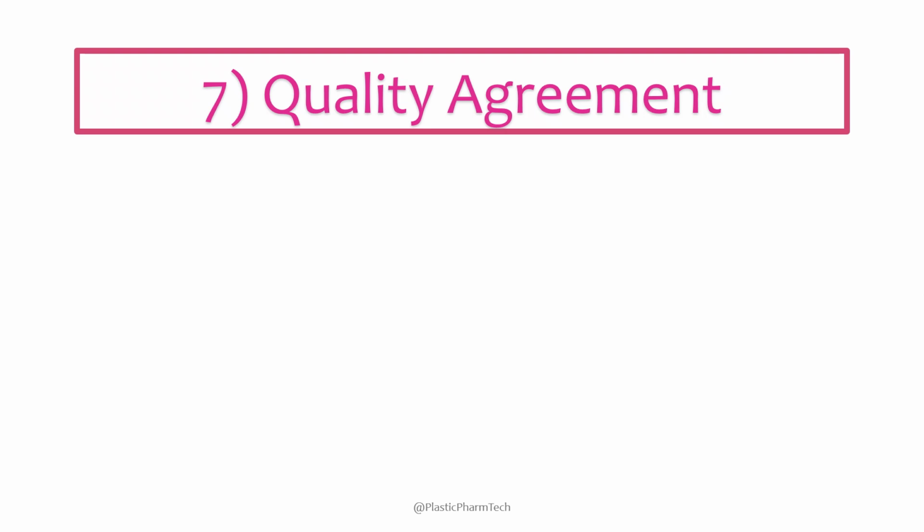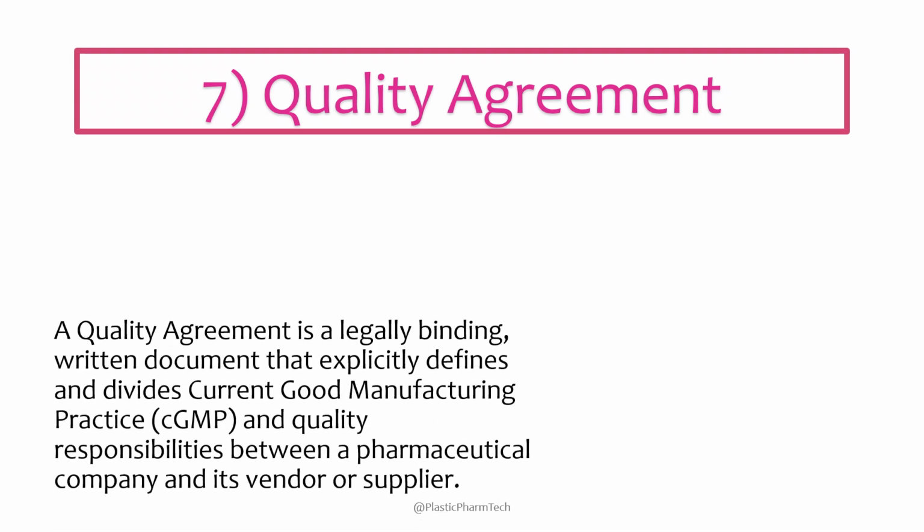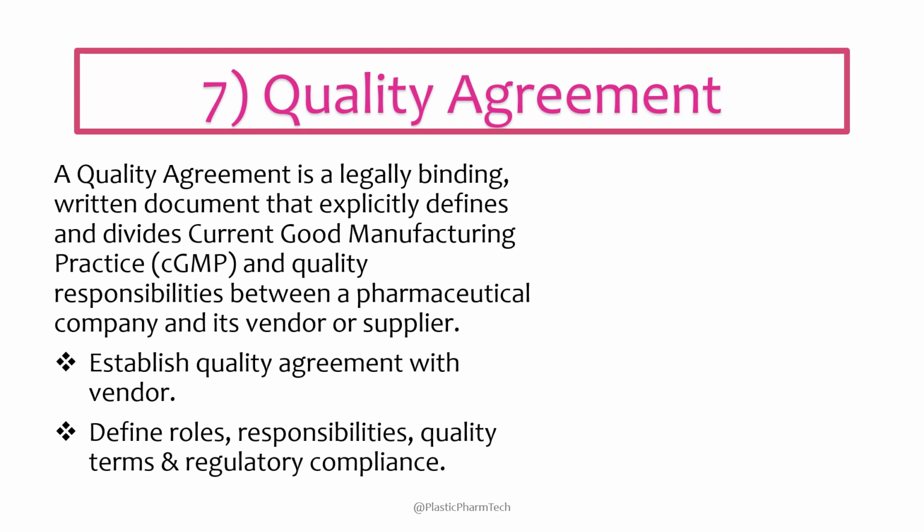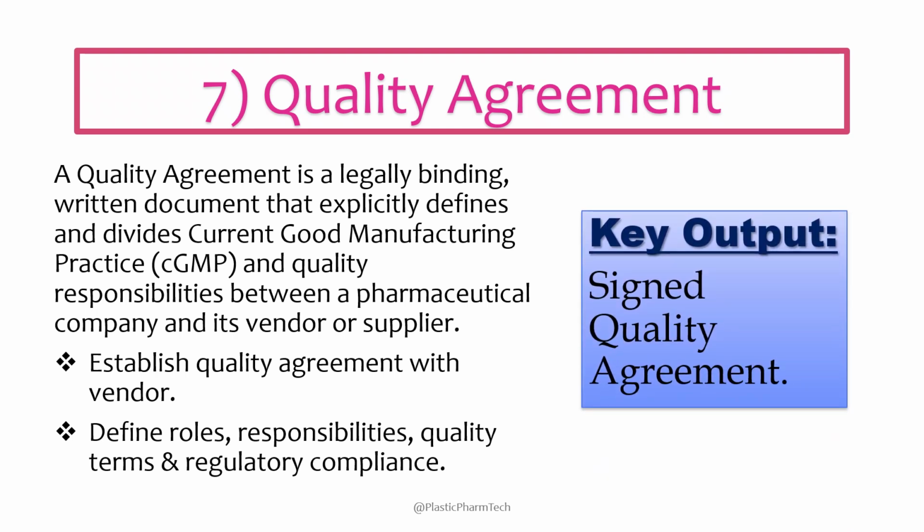Then 7 phase is quality agreement. A quality agreement is a legally binding written document that explicitly defines and divides current good manufacturing practice (CGMP) and quality responsibilities between a pharmaceutical company and its vendor or supplier. Establish quality agreement with vendor, define roles, responsibilities, quality terms, and regulatory compliance. And key output is signed quality agreement.